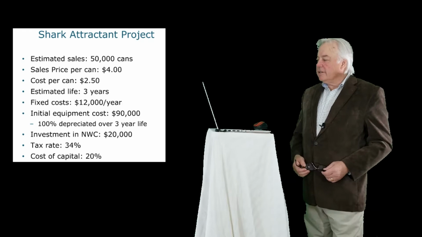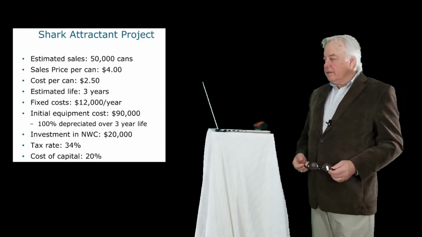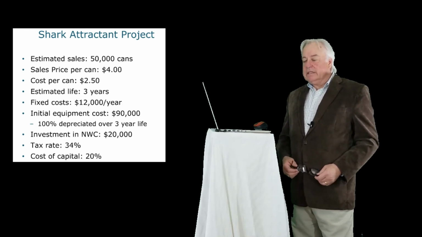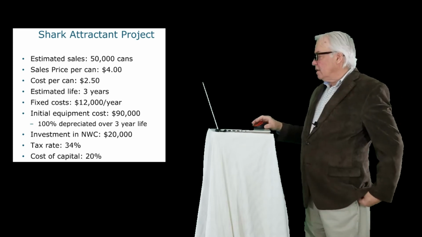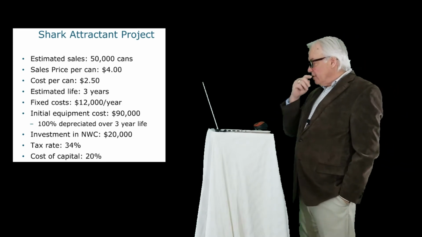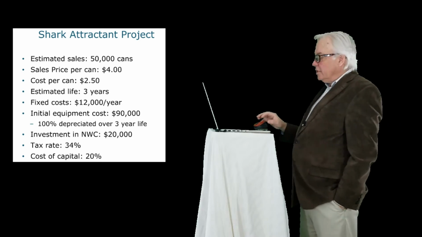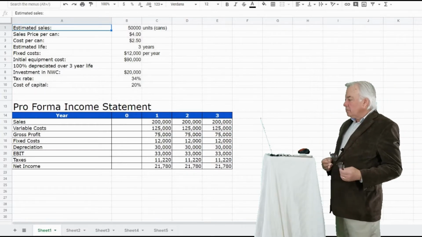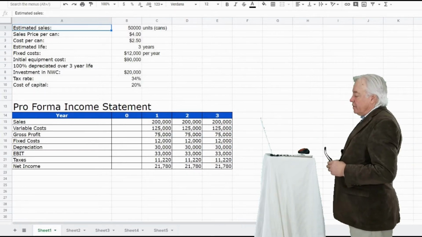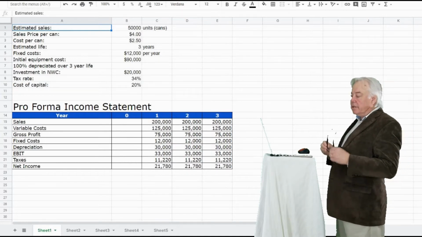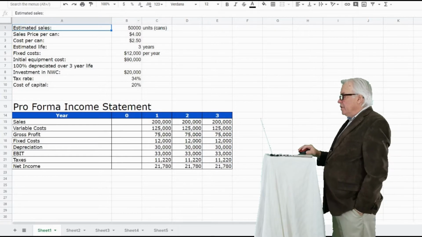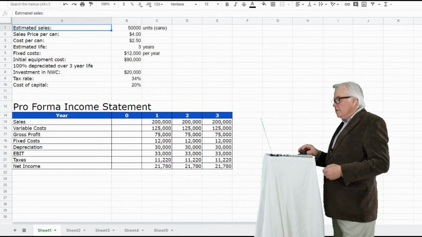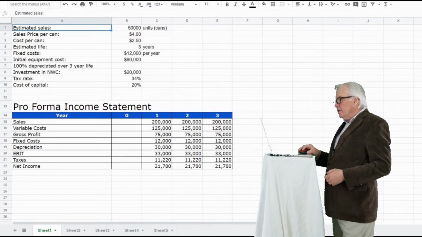So what are we going to do? We're going to take a look at the Shark Attractant project. A little bit crazy, but here are some numbers that the author has given to us. So let me skip over, and I want to do this in a spreadsheet for you. Here we are with a spreadsheet that shows the numbers that the author has given us for the Shark Attractant project. We have 50,000 units, or cans, as the estimated sales. Sales price per can is $4, cost per can $2.50, and so forth.